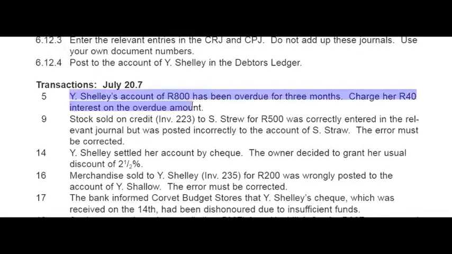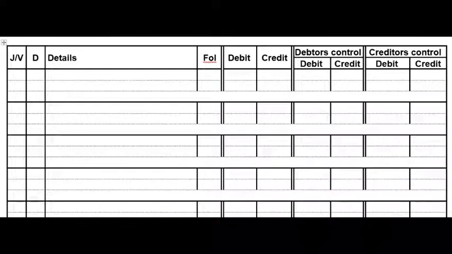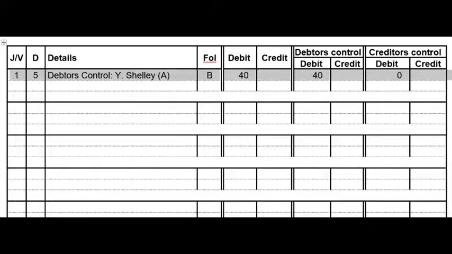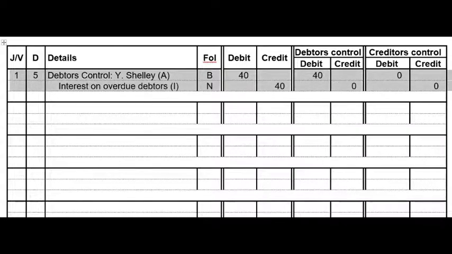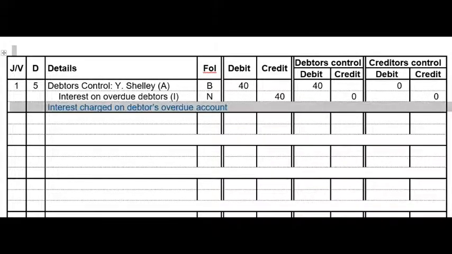So the transaction on the 5th said Y. Shelley's account of 800 Rand has been overdue for 3 months and we charged her 40 Rand interest on the overdue amount. We said to each other that this will go to the General Journal. So it will be journal voucher number 1 on the 5th. Y. Shelley's account is debited, interest on overdue debtors is credited, which is an income account in the nominal section, and the details or the journal narration will be interest charged on debtors overdue account.